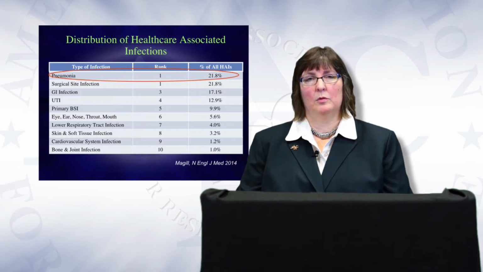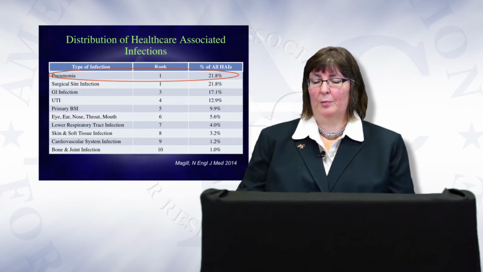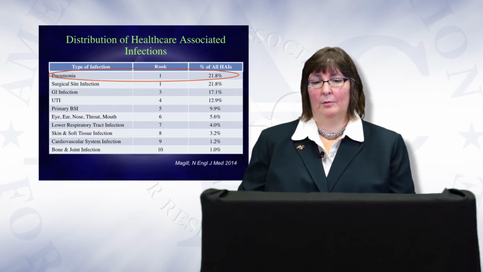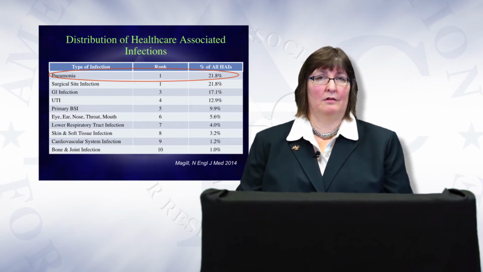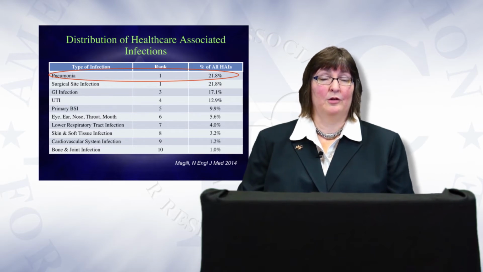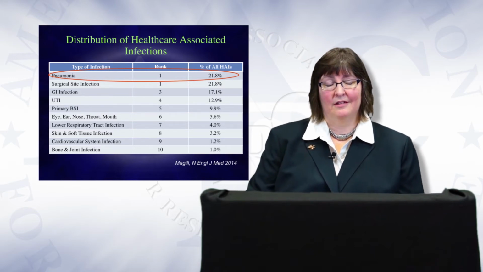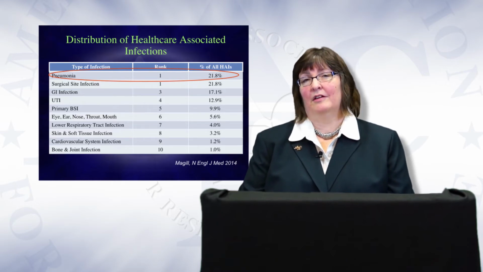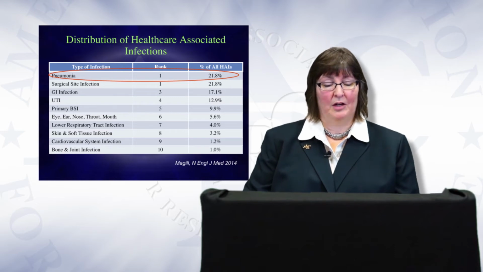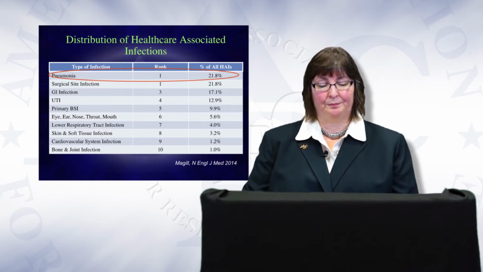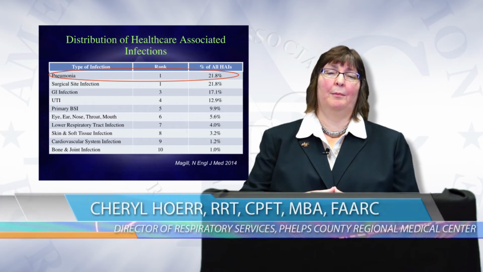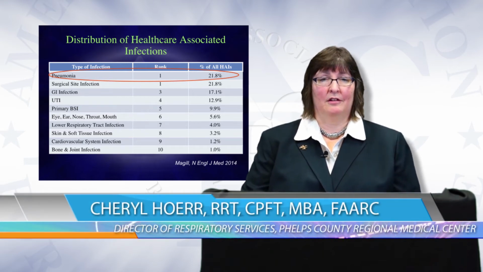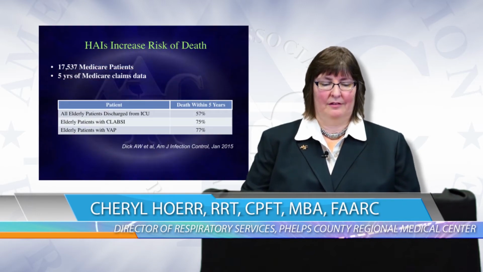Imagine if that were your loved one and they were put on a ventilator to get over an acute illness and then developed ventilator-associated pneumonia. I don't know about you, but I'd be pretty upset if that happened because that is a completely preventable infection, and it's on us to make sure that that infection doesn't happen. Because when a patient comes up with a healthcare-associated infection, their risk of death increases.